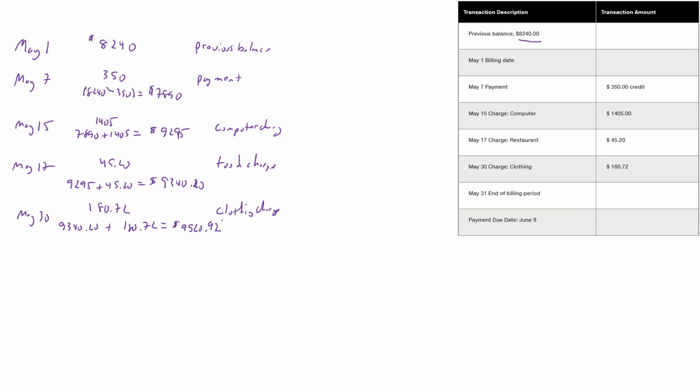Now, what we have to think about is how many days there were in between. There were 6 days before this changed something. It was going to be 6 days at this amount. So we're going to take 6 times 8240. That's how much it's going to be for May 1st to May 7th. That's going to be the balance for those days. If we multiply that out, that's 49440.